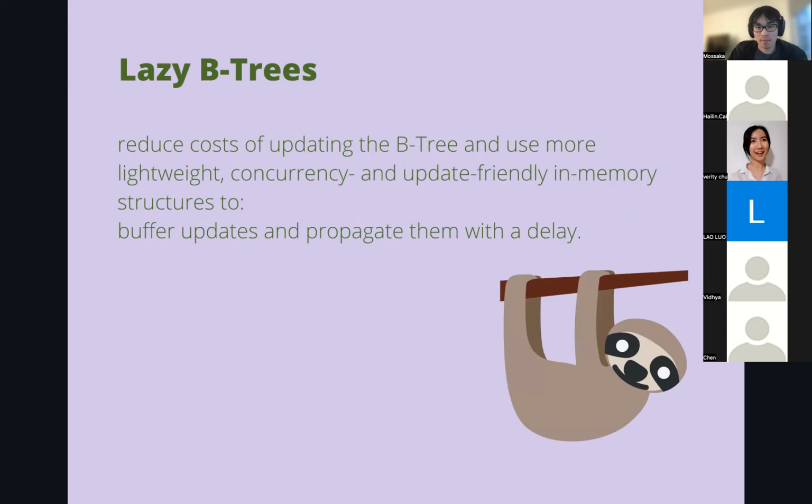So after we've talked about copy-on-write B-trees, let's move to another type of B-tree variant, which is lazy B-trees. Lazy B-trees try to reduce the cost of updating the B-tree by using a more lightweight concurrency and update-friendly in-memory structure to buffer updates, and then propagate them with a delay. And here you can see a sloth, right? The reason I put a sloth emoji here is that a sloth wouldn't really react until it realizes it has to. That's why we have a sloth representing lazy B-trees. And next page.